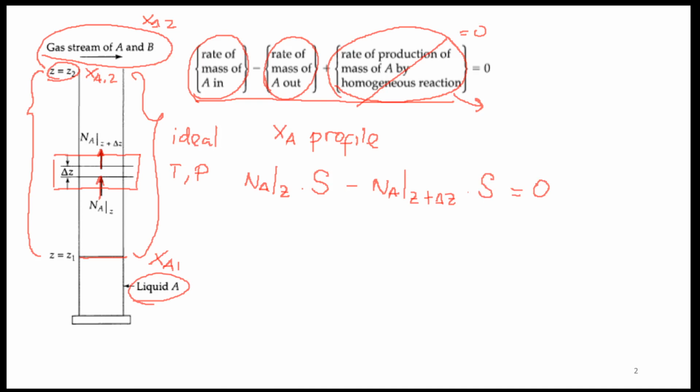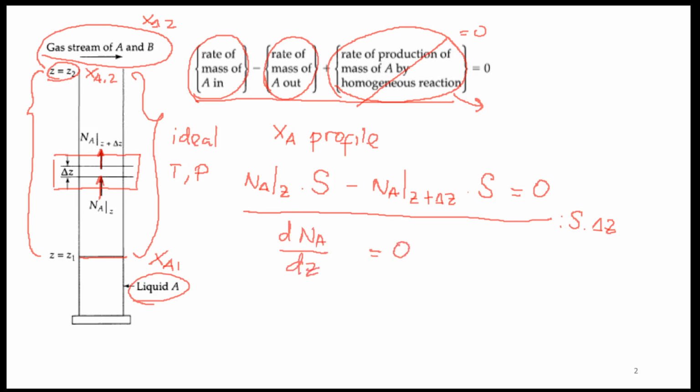Please note that NA is the flux of A. So to have the rate of mass of A, we have to multiply the flux with the surface. Now we can divide this equation by S delta Z and we get dNA per dz equal to 0.